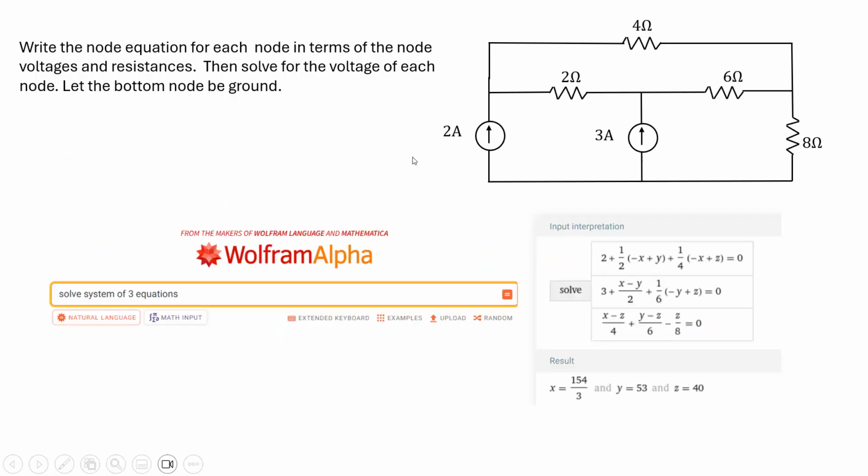And here's a quick example. My preferred solver is Wolfram Alpha. So if you go to wolframalpha.com and type in solve system of 3 equations, you can see that you can just type those equations directly in, and that's how you can come up with the result. Just be careful, make sure you type everything correctly, including using parentheses as needed in order to preserve subtraction. But that's it for example 3.